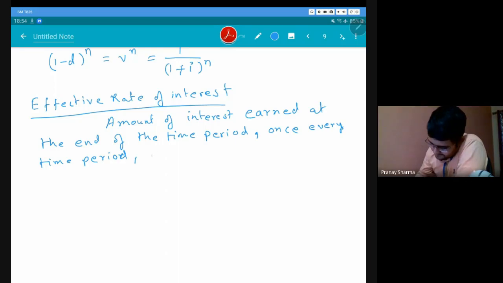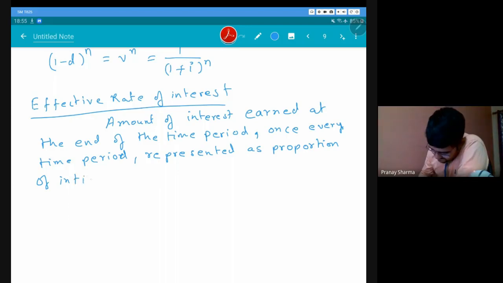represented as a proportion of initial amount invested is known as effective rate of interest. First of all, it is amount of interest earned divided by the initial amount invested. That is very much clear.